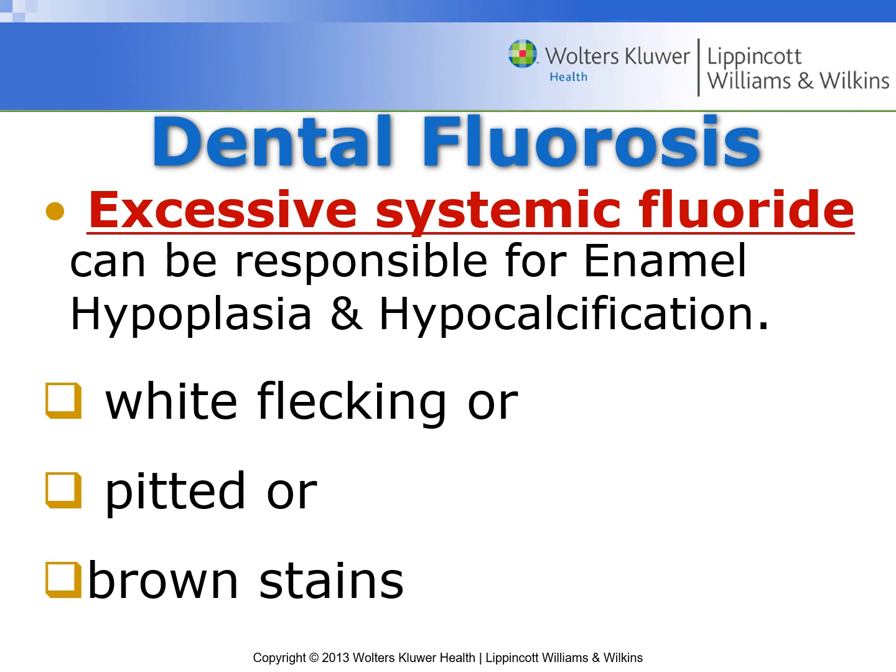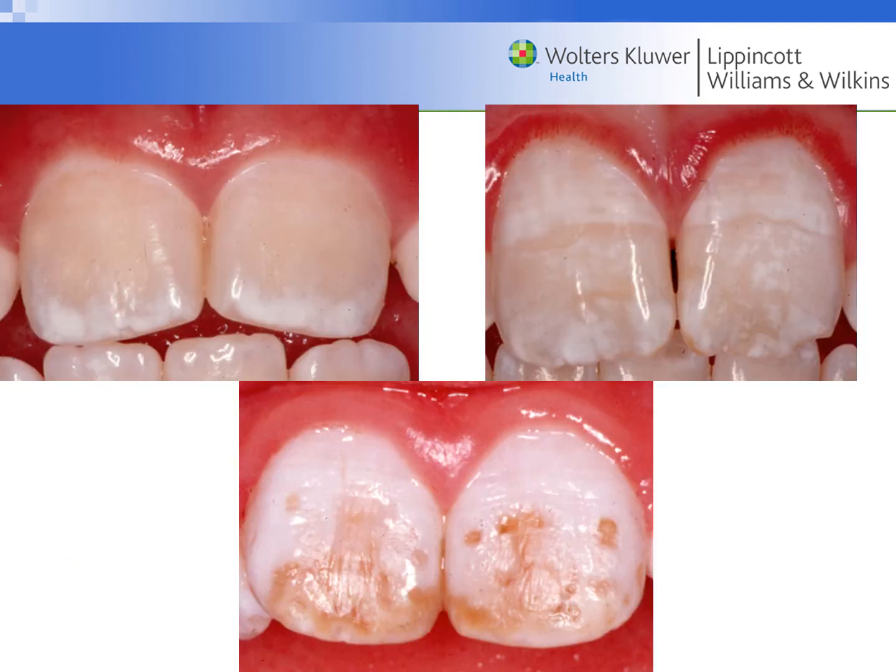Dental fluorosis. Fluorosis is fluoride. It's excess fluoride. It's when you have way more fluoride in your system, and it can be responsible for enamel hypoplasia and hypocalcification. It may look like white flecking on the teeth, or pitted, or even possibly have brown stains. They don't have it right here, but they call it mottled stains, where it's like big, huge brown and white stains all over the teeth. So here is an example. These are all examples, different stages of enamel fluorosis.